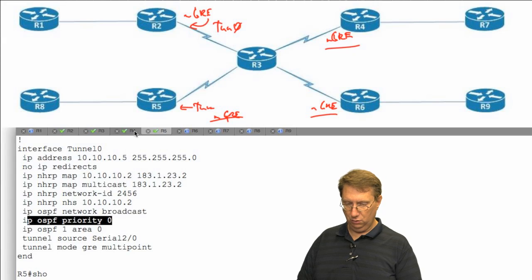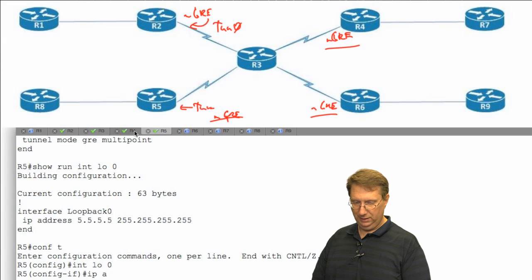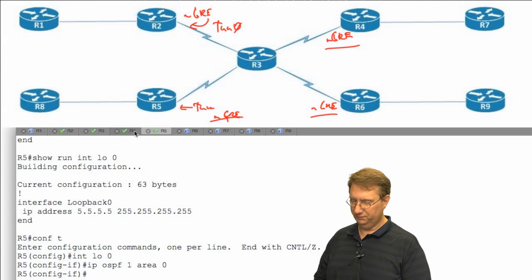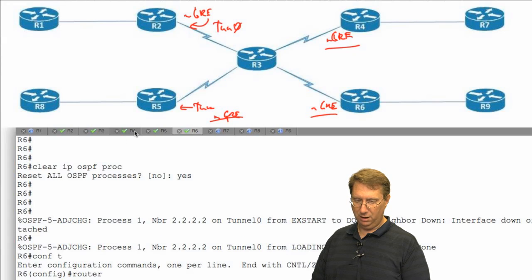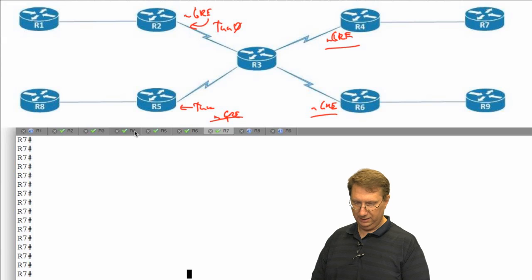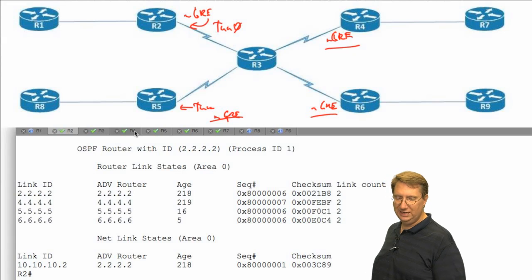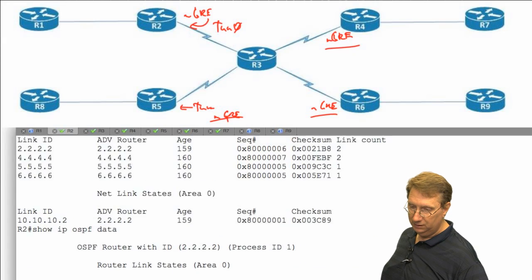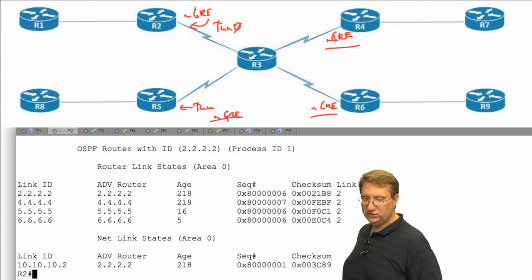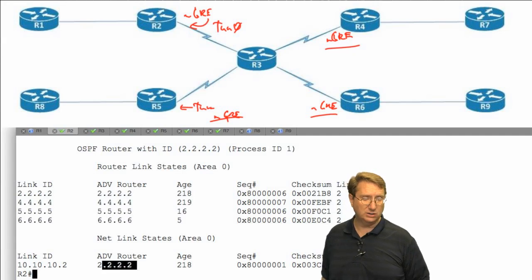Show run interface LO0. It's not there. So config T, interface LO0, IP OSPF 1 area 0. I'll do it under the interface, LO0, IP OSPF 1 area 0, and that should be it. So now if I come up here and I start looking at the database, notice I'm seeing more information than I was seeing before. So I've got the same entries. I've got 2.2, 4.4, 5.5, 6.6. I only have one DR, so nothing changed here.